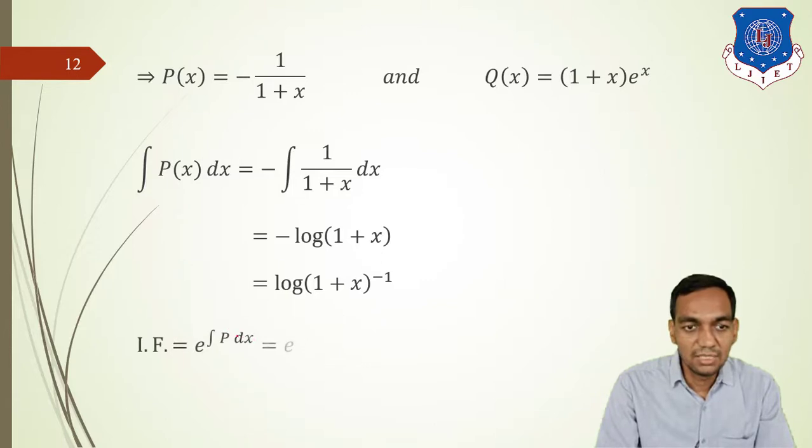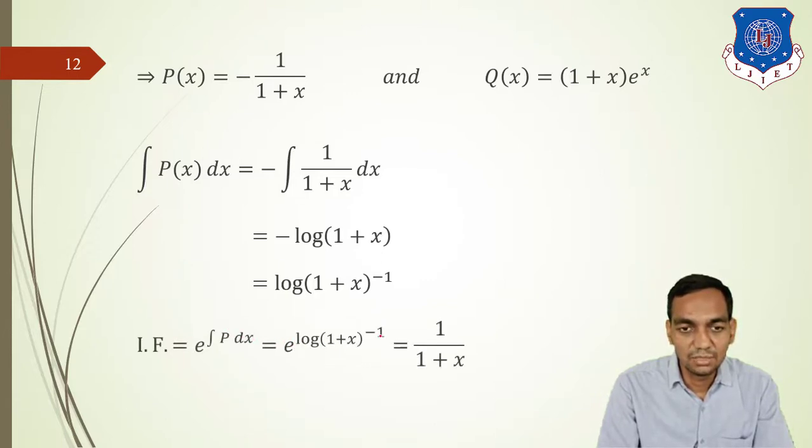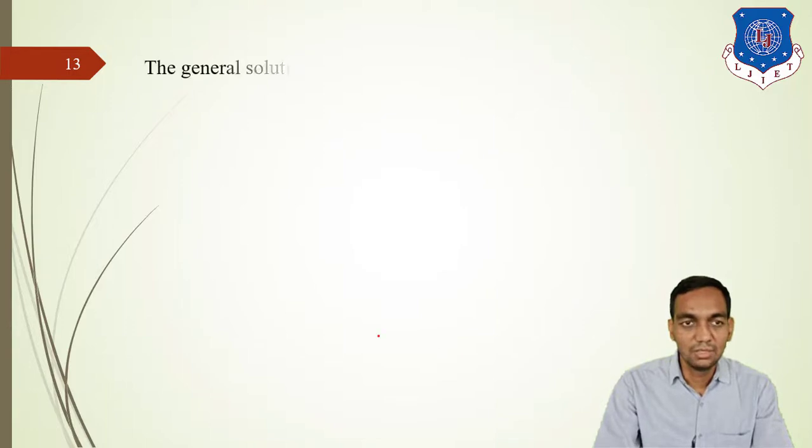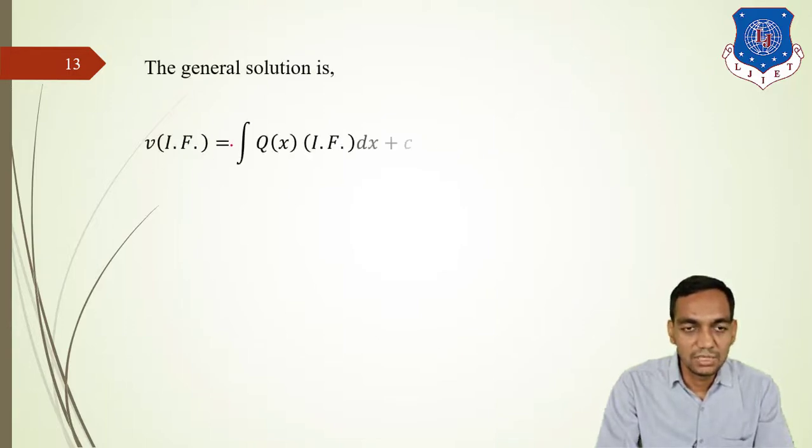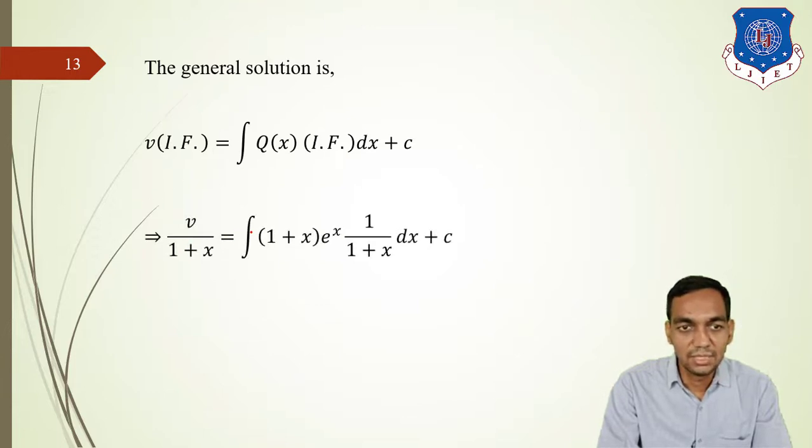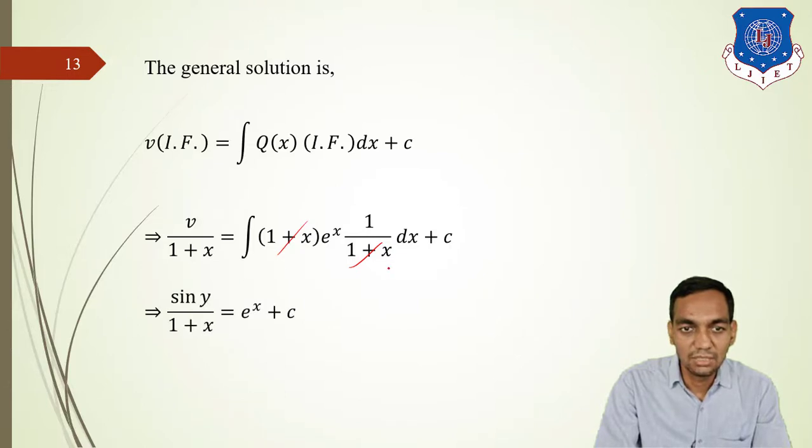And if is e raised to integration p dx, that is e raised to log 1 plus x inverse, that means 1 upon 1 plus x. So the general solution is going to be v into if is equal to integration q into if dx plus c. So v into 1 upon 1 plus x is equal to integration 1 plus x e raised to x into 1 upon 1 plus x. So 1 upon 1 plus x will be cancelled out, and you will have integration e raised to x.